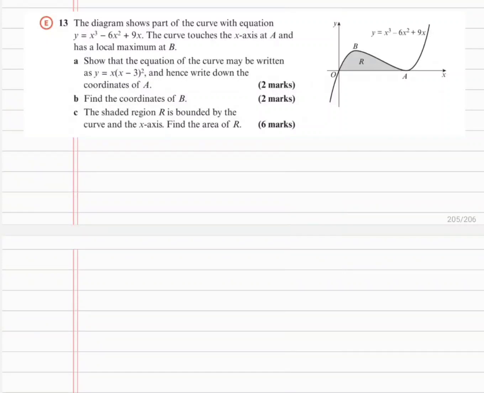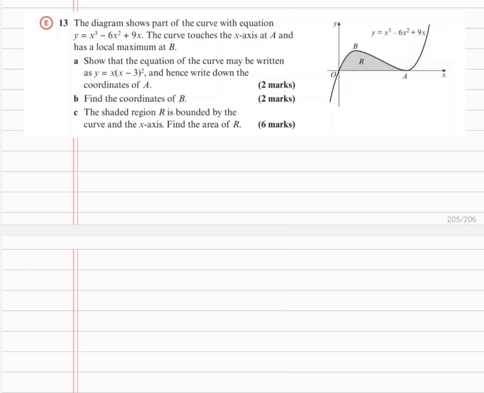Hi everyone, this video is on the mixed exercise 13, question 13. So we have this diagram, and this curve has equation y is equal to x cubed minus 6x squared plus 9x. And in part A, we want to show that the equation of the curve may be written as y is equal to x times (x minus 3) squared. So basically, we want to factorize the equation of the curve.